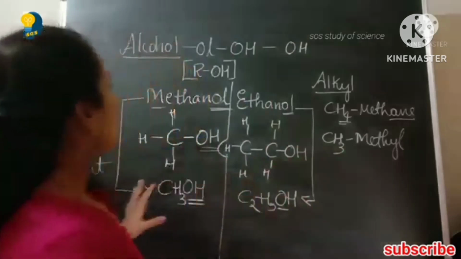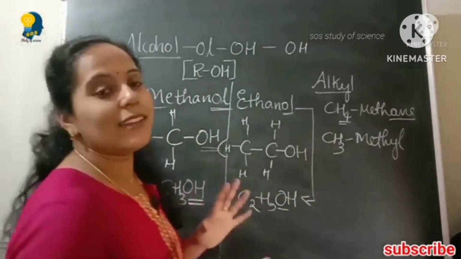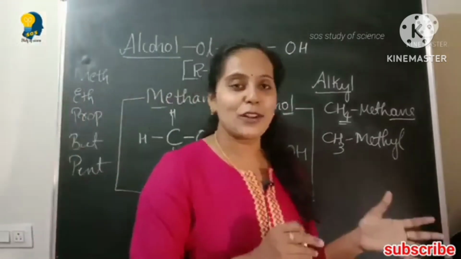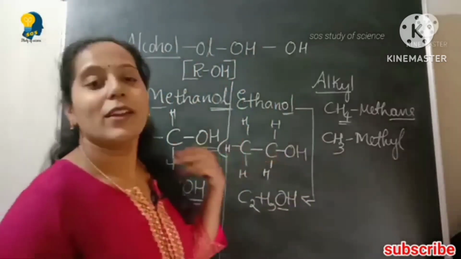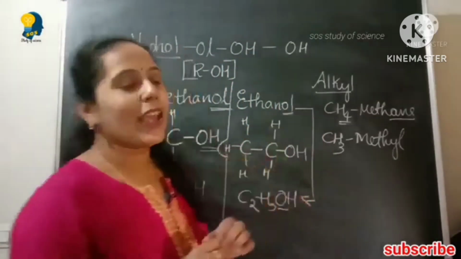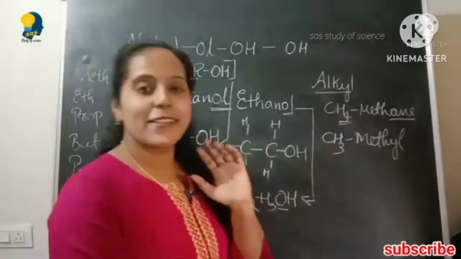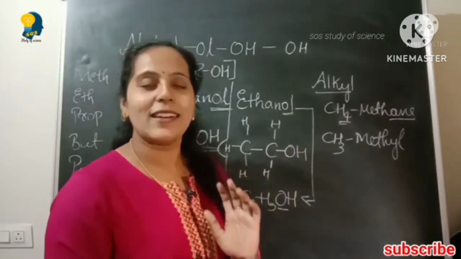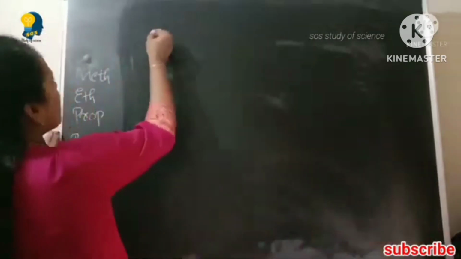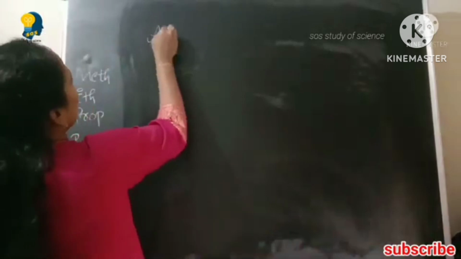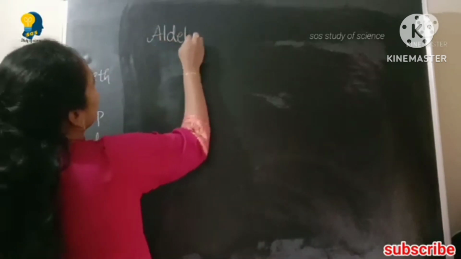So now I think you have an idea of how to write the molecular formula, structural formula, as well as the name of the alcohol. Now let us move forward to understand the next functional group, that is the aldehyde. Let me write aldehyde.